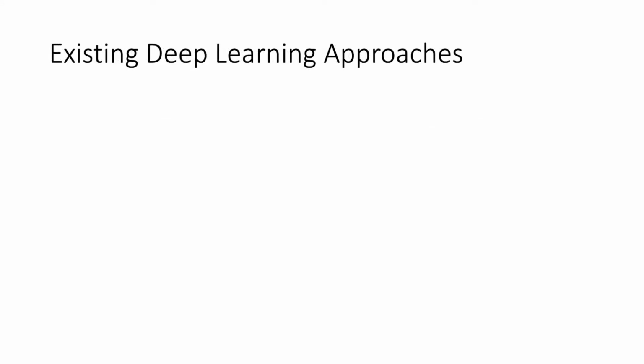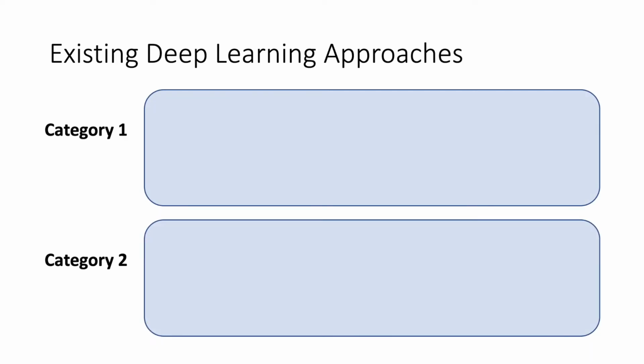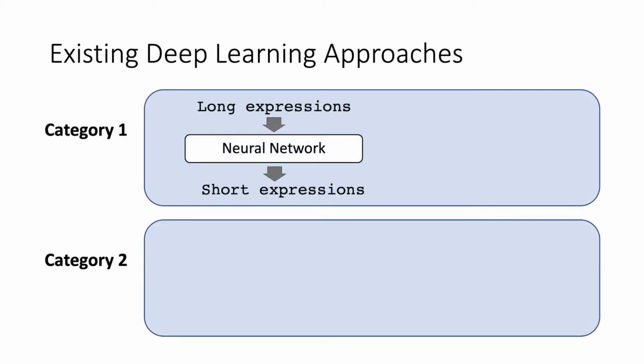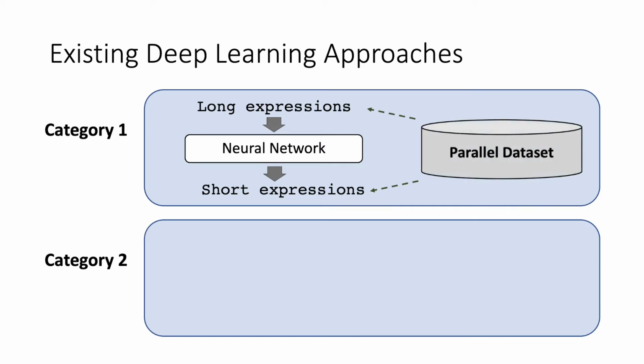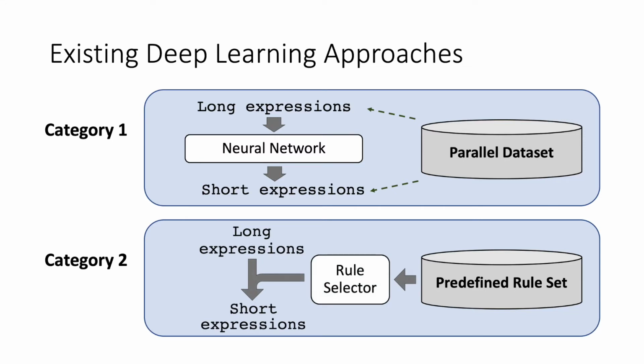Recently, there has been increasing research attention on applying deep learning methods for symbolic superoptimization. These existing methods can be roughly divided into two categories. The first category is to learn a mapping from long expressions to short equivalent expressions in a supervised manner. Such method requires a human-constructed dataset of equivalence pairs. The second category has access to a set of human predefined simplification rules and learns to apply the appropriate rules to simplify a given expression via reinforcement learning.